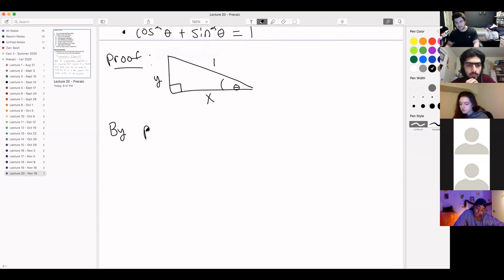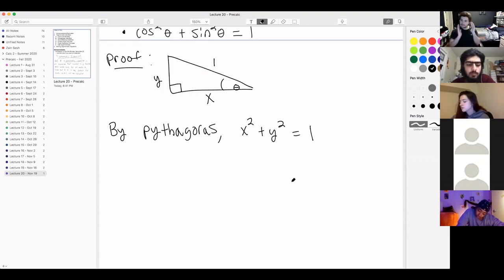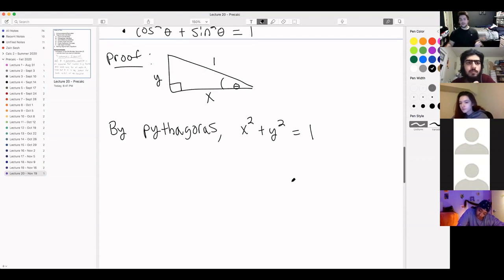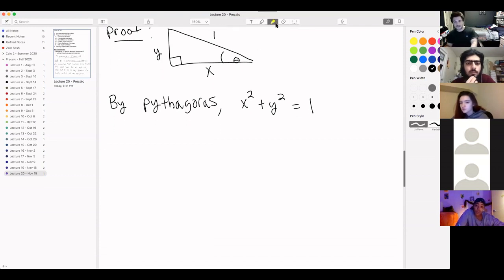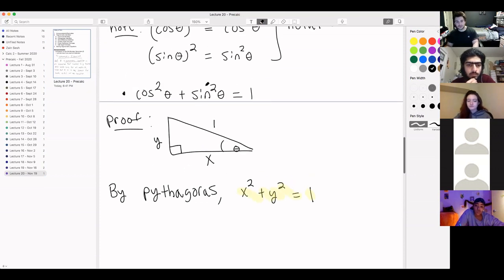So by Pythagoras, I know that x squared plus y squared is equal to 1 squared, which is 1. Okay, so this is just good old Pythagorean theorem. All right, so now that that's stated, what do we need to prove here? We need cosine squared theta plus sine squared theta is 1. So why don't I just look at that?